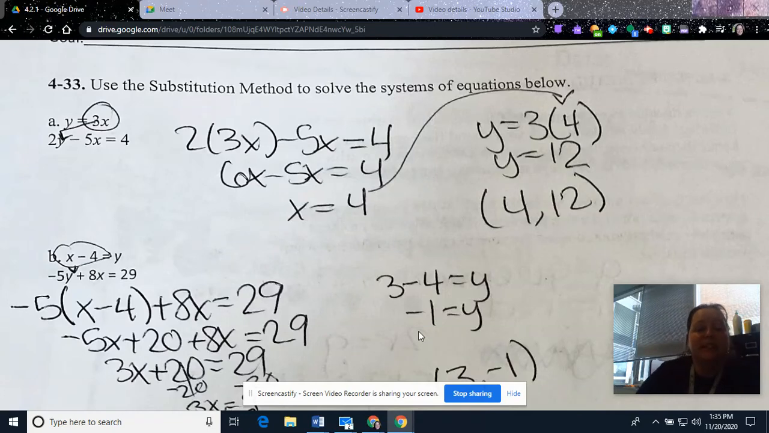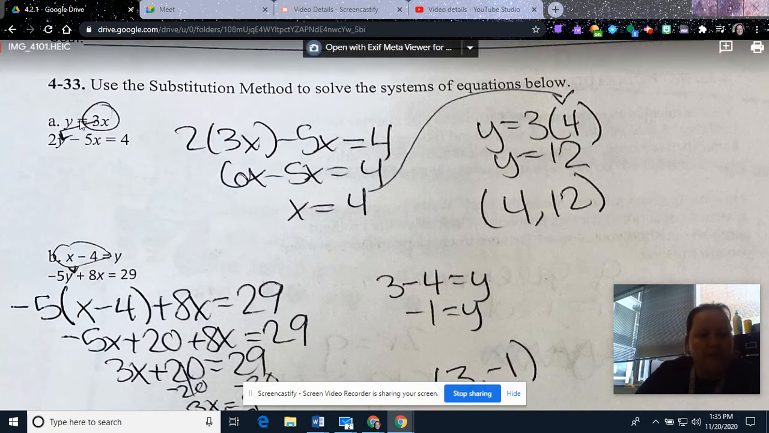Hi, let's try a couple more examples of the substitution method. I'm going to do A, B, and C with you, and then I want you to try D before you finish watching this video. So first on A, it says y equals 3x, and then 2y minus 5x equals 4.